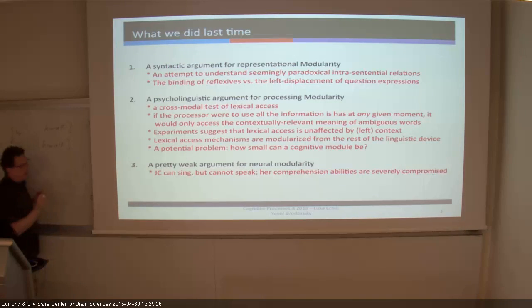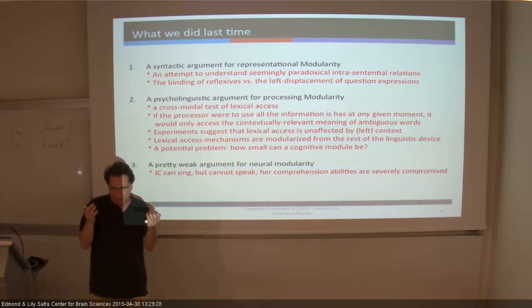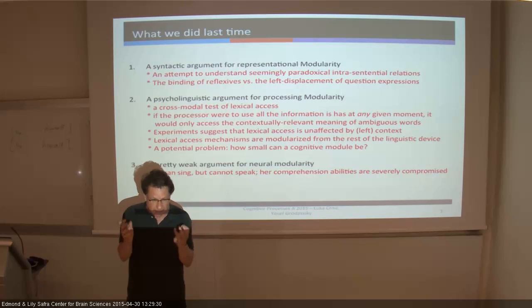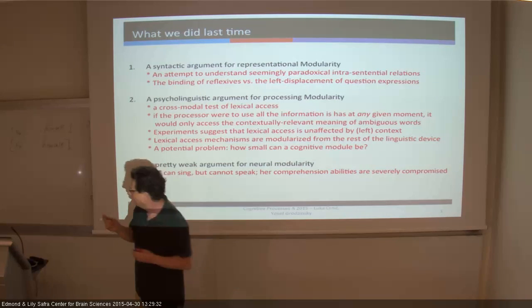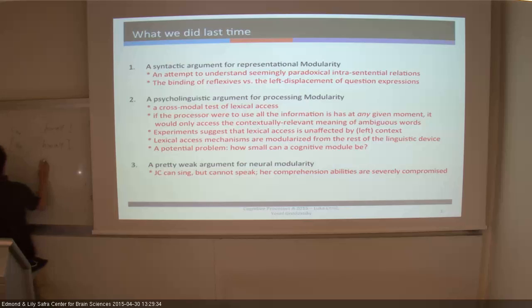I'm deliberately giving it to you in a non-interpreted way, in an abstract way, so that you see the logic of it. That's important. So you see this, and you conclude that there is some notion of a local domain such that both the reflexive and its antecedent must be within it, and they must agree in gender. But there is some kind of a structural notion of a local domain. This is step one.